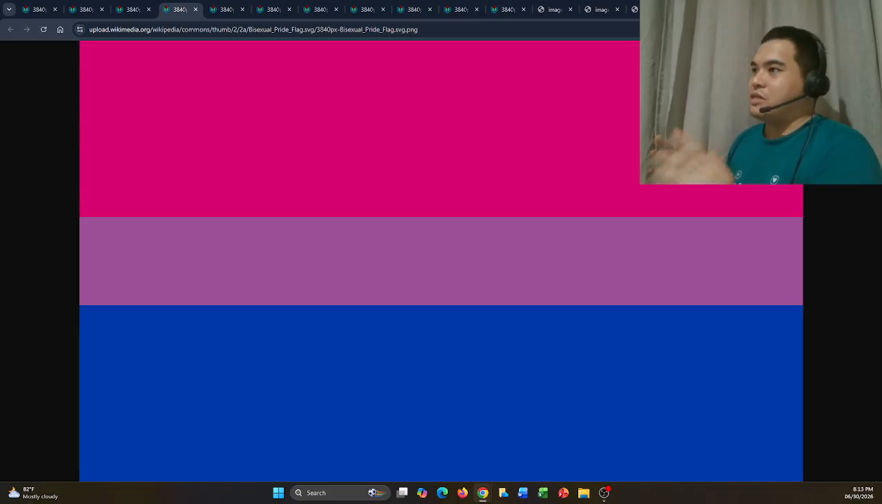Now, this is the bisexual flag. As you can see right here, there's a feminine color and a masculine color, and you see a light purple between them merging together. Bisexual can be any gender, male or female, and basically a bisexual is a male or female who falls in love with both the same and opposite gender.